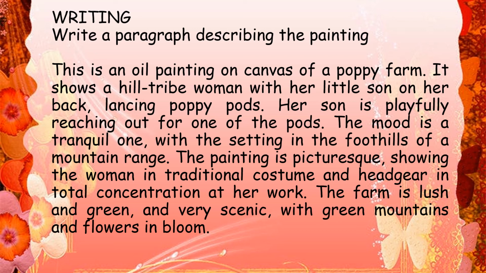Okay. This is an oil painting on canvas of a poppy farm. It shows a hill tribe woman with her little son on her back lancing poppy pods. Her son is playfully reaching out for one of the pods. The mood is a tranquil one with the setting in the foothills of a mountain range. The painting is picturesque, showing the woman in traditional costume and headgear in total concentration at her work. The farm is lush and green and very scenic with green mountains and flowers in bloom. So this is how you describe the picture.